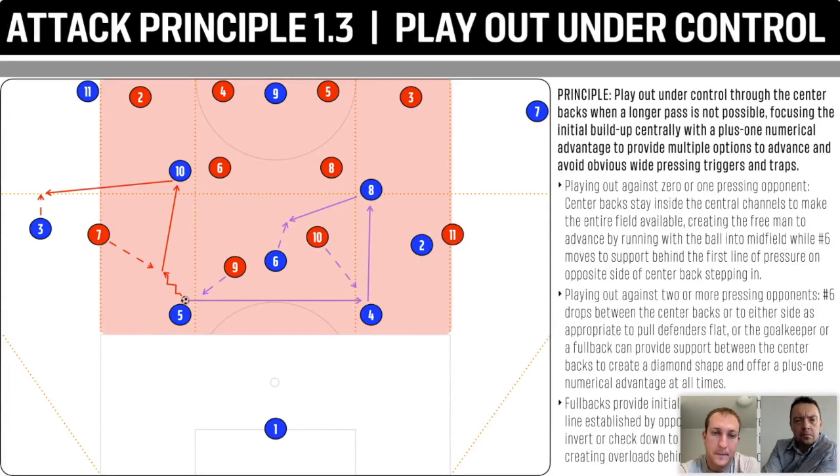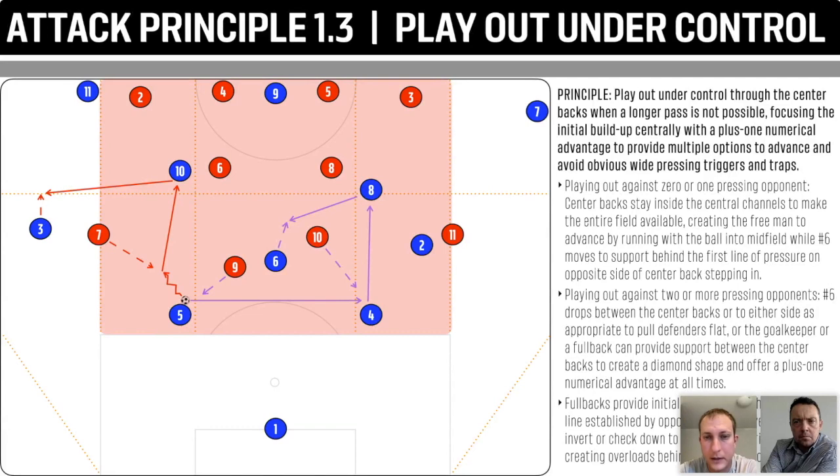Because if, say, you have a mismatch and your right winger, your 7, is way faster than the number 3 on the other team, then sure, you're going to play the ball maybe in behind and just let them run until they figure out how to neutralize that. So that's why when you look at the text, it says play out under control through the center backs when a longer pass is not possible. So if you can, you play a longer pass.